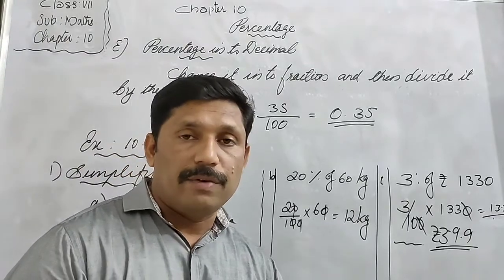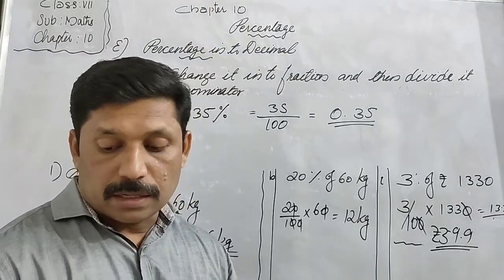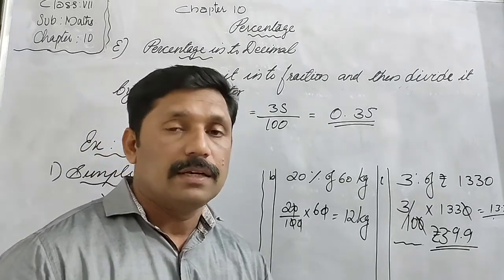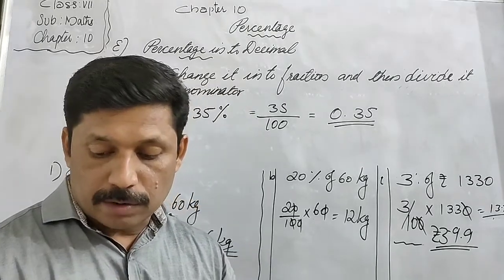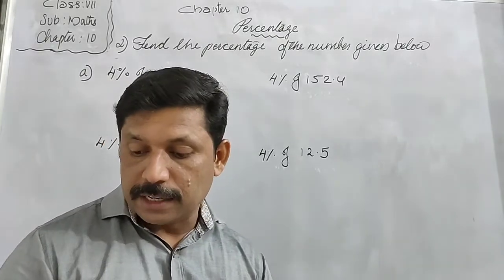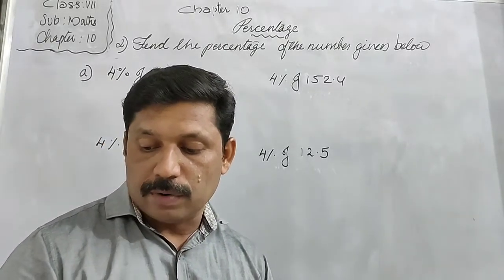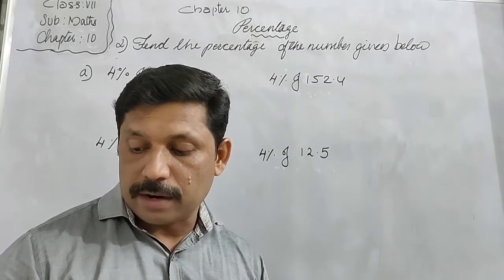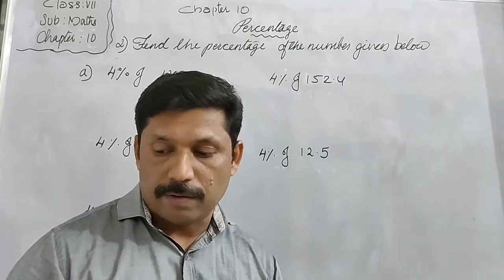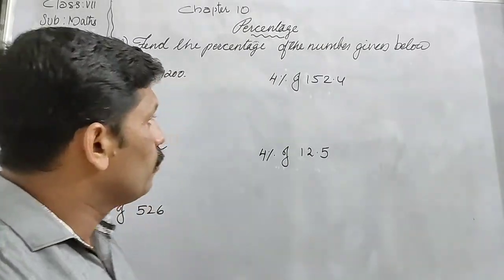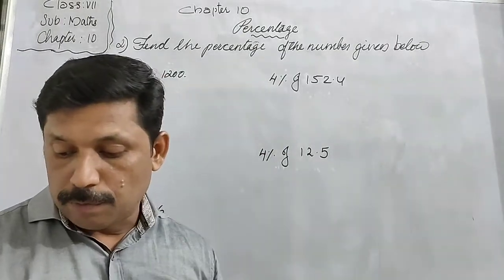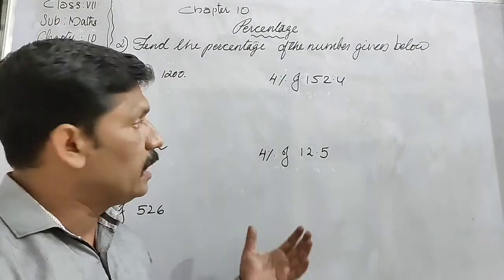So in this way we can find out a particular percentage of a particular quantity. Next question: in your textbook, one table is given. In that table, different values are given: 1282, 526, 152.4 and 12.5. Like that, different values are given, and you have to find out the 4% of every number.